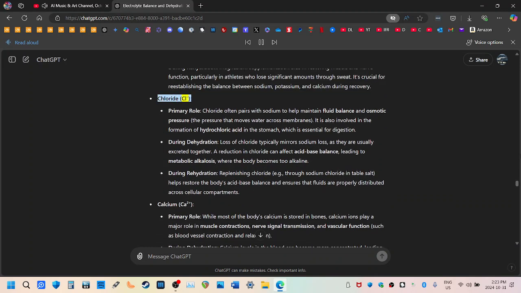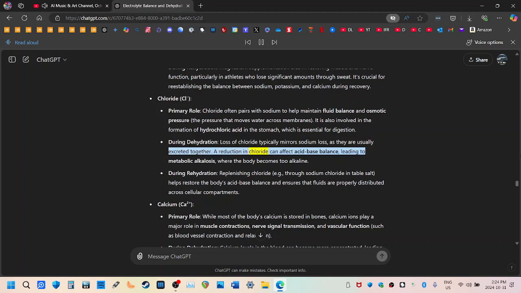Chloride, Cl. Primary role. Chloride often pairs with sodium to help maintain fluid balance and osmotic pressure, the pressure that moves water across membranes. It is also involved in the formation of hydrochloric acid in the stomach, which is essential for digestion. During dehydration, loss of chloride typically mirrors sodium loss, as they are usually excreted together.